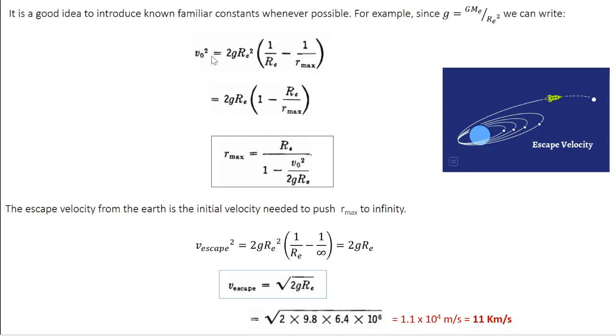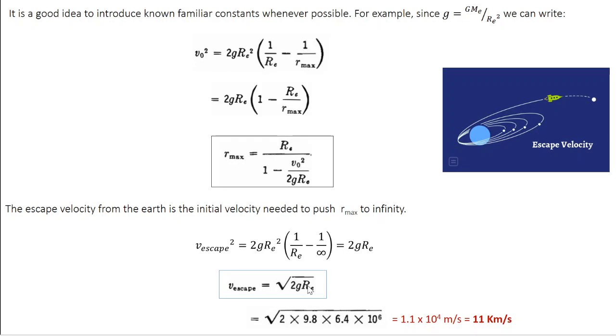So I can rewrite this equation as v escape square equal to 2g re square into 1 by re minus, what is the r max now? It is infinity. So this is minus 1 by infinity. 1 by infinity is 0. So v escape square equal to 2g re. From that I get the expression for v escape as square root of 2g re.